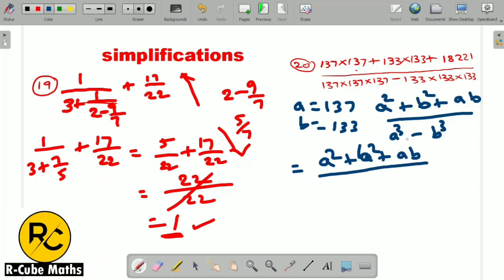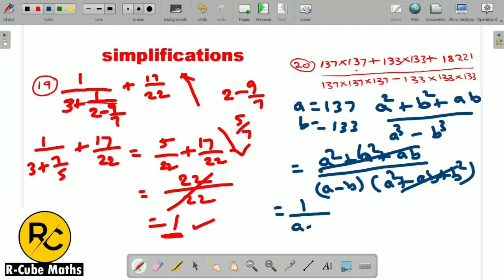So what is the formula for A cubed minus B cubed? A minus B into A square plus AB plus B square. So this numerator and this term will be cancelled. We get 1 by A minus B, which is equal to 1 by 137 minus 133, and the difference is 4. So the final answer we get is 1 by 4. 1 by 4 is the right answer.